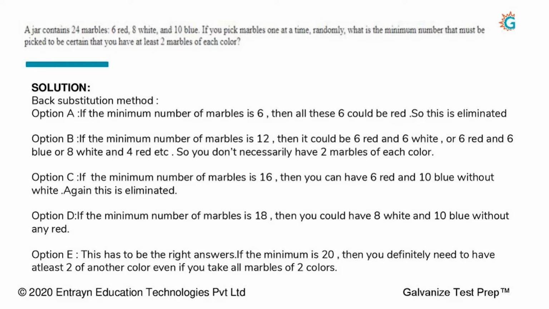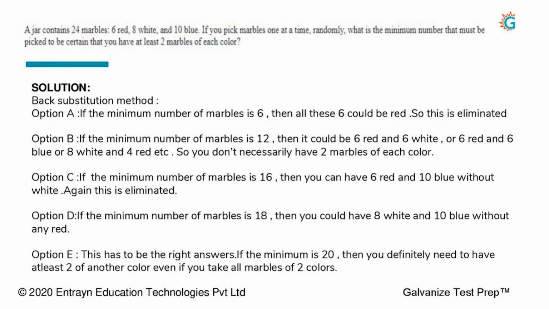When I say 20, obviously if I choose 6 red plus 8 white, that will be 14. I need to choose 6 more. That has to be from blue. Obviously, you will have 2 of each color. If you choose all blue and all white, definitely you need to go for 2 more from the 6 red. If I choose all red and all blue, definitely you need to go for 4 more from the 8 white. Got it? Got the strategy?